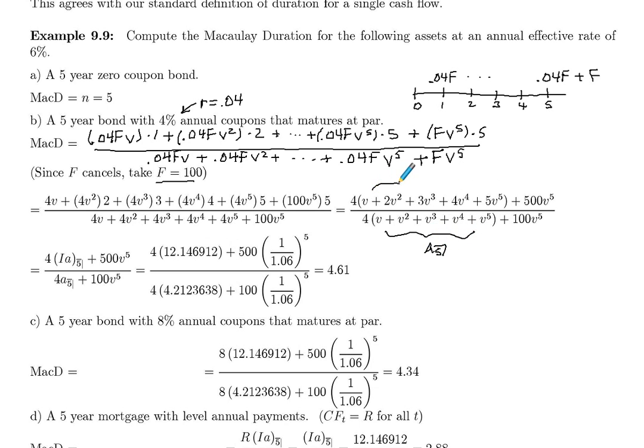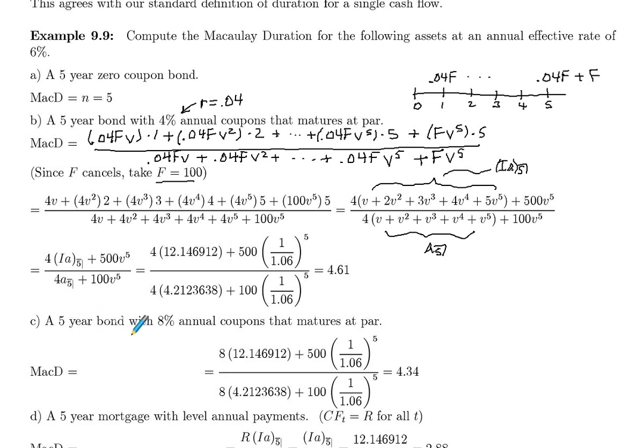So this guy up here is just (IA) angle 5. So this reduces to 4 (IA) angle 5 plus 500 v to the 5th over 4 (a) angle 5 plus 100 v to the 5th. And then I did the calculations using the formula for (I a) angle n and got 12.14. And for (a) angle 5, I used the (a) angle n formula, got 4.21. Do the calculator computations here and you get 4.61.